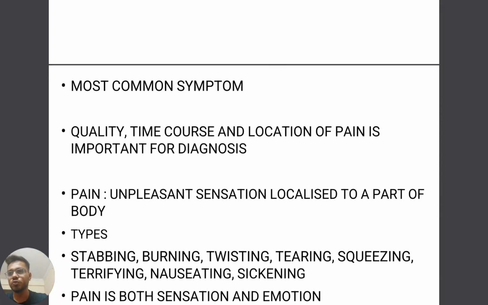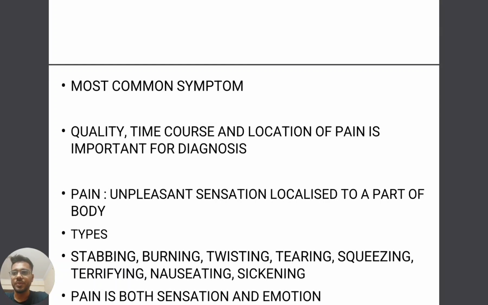Now, pain is the most common symptom of any disease. The quality, time course and location of the pain is important in the diagnosis of any disease condition. By definition, it is an unpleasant sensation localized to a part of the body.